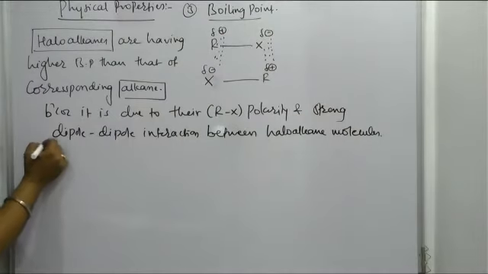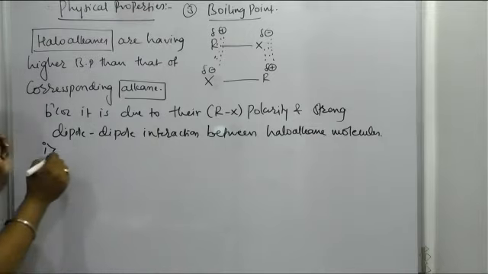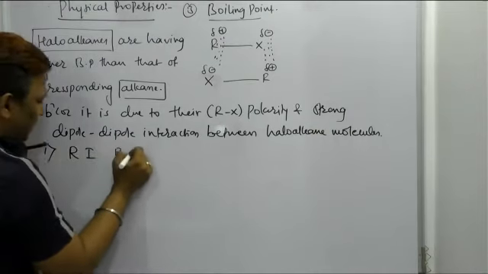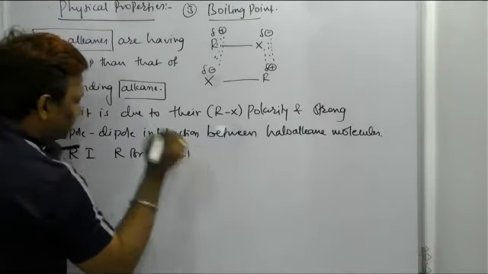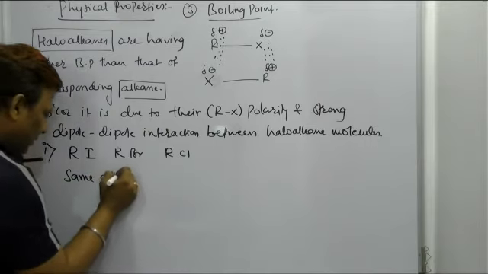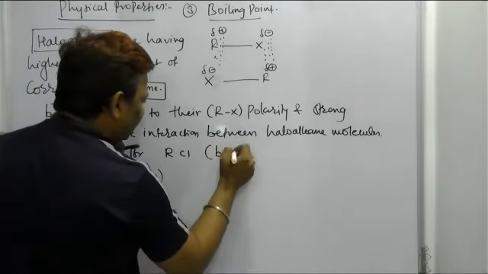But one example, or one sub point, I want to write. Suppose I am having alkyl halides, but with the same alkyl group. The boiling point of haloalkane decreases in the order of what? Let me tell you one example. I want to write the boiling point order. See, beta, RI, RBr, and RCl, with the same alkyl group, and they are asking the order of boiling point.